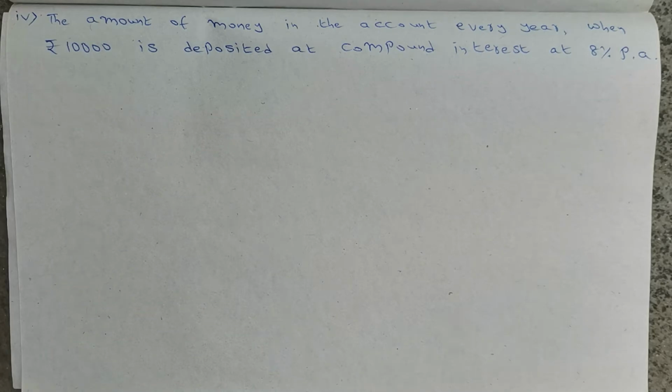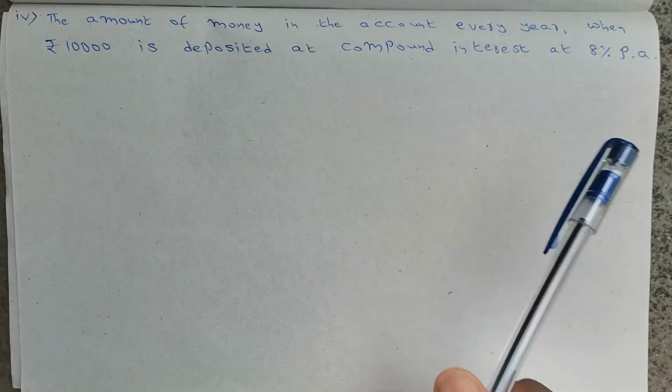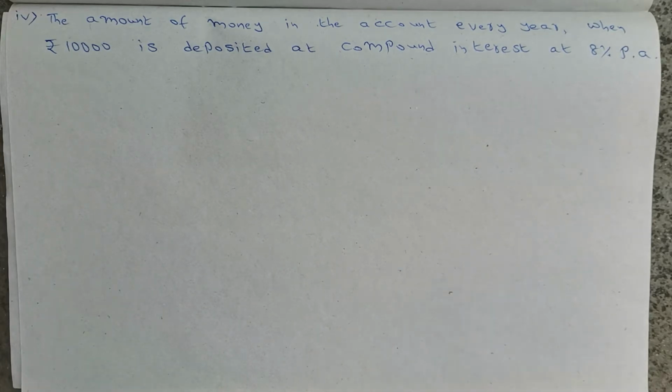Okay, the next question is, the amount of money in the account every year when 10,000 rupees is deposited at compound interest at 8% per annum. So without any confusion, we can directly conclude that if compound interest is there, it is not at all AP. But let us take one example and let us check.